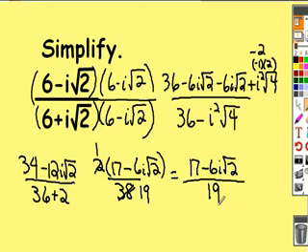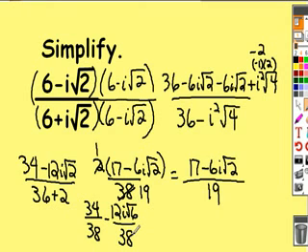If you didn't separate it by factoring out the 2, you could have written it as 34 over 38 minus 12i root 2 over 38. And then you could have still canceled it. It would be 17 over 19 and 6 over 19. So if you see that something cancels, you either physically separate it, if that's not the denominator under both of them, or factor out what you want to cancel.